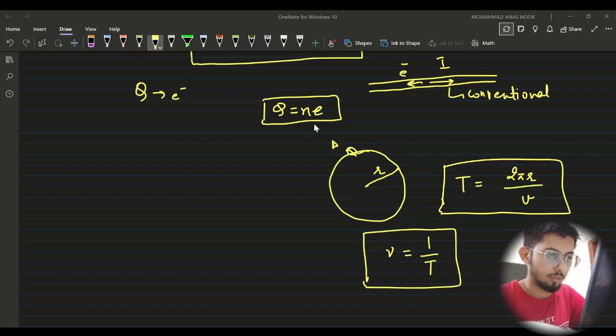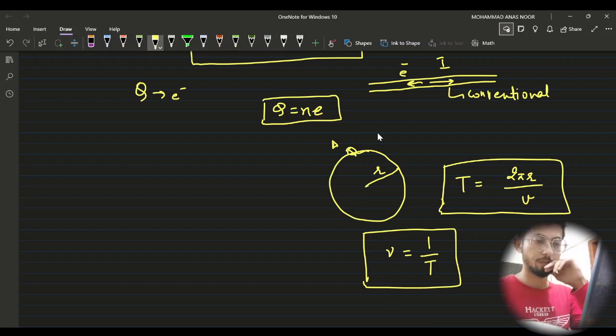This is just the start. Wait, what is this V? Nu is this, not V. This is nu, the symbol for frequency. Frequency is always 1 by T.